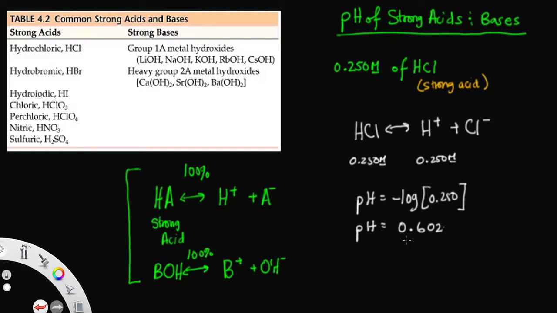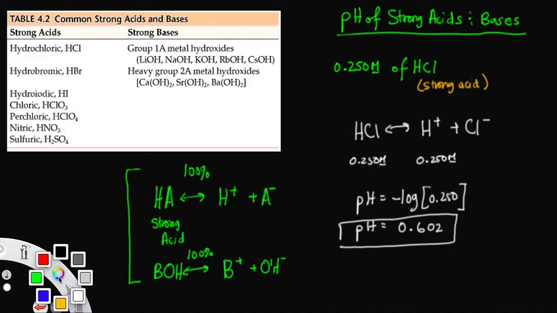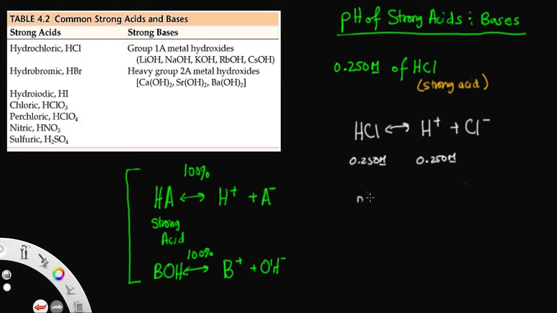0.602 for our pH. And notice that I have 3 sig figs here because I have 3 sig figs for our molarity. So basically what I'm trying to say here is that the molarity that you have of your strong acid will be the same molarity, the same concentration of H plus ions when you dissociate it. The same concept applies to bases. So let's do a quick example with bases.